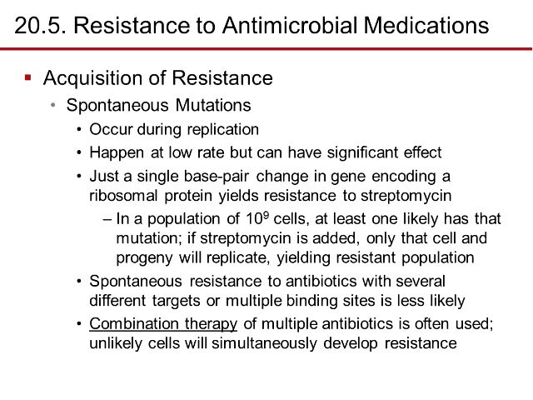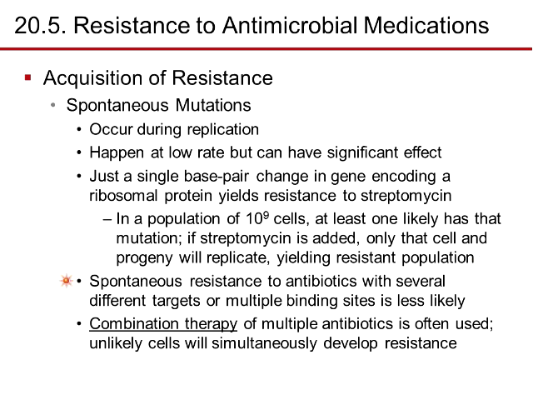We also get acquired resistance, which is spontaneous mutations, and they can occur during replication. Now they happen at a low rate, but they can have a significant effect. Just a single base pair can change a gene encoding a ribosomal protein which yields resistance to, for instance, streptomycin. In a population of 10 to 90 cells, at least one likely has had that mutation. If streptomycin is added, only that cell and its progeny will replicate, yielding resistant populations. And the bad part is these organisms can then share that knowledge with other organisms.